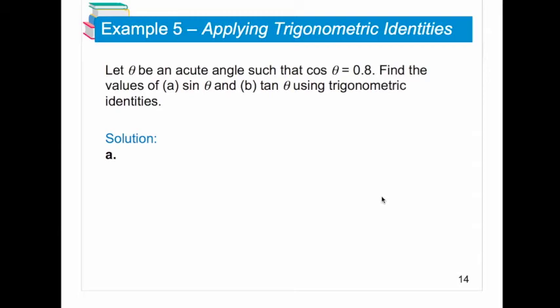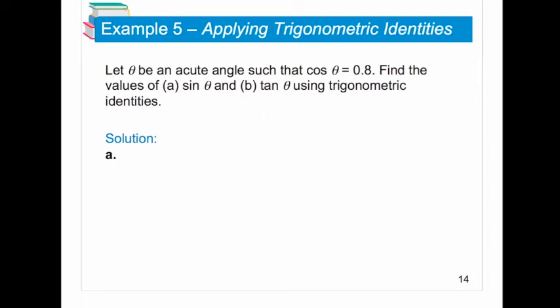Now we want to try and apply these trigonometric identities. Let's see what they look like when they're actually being used, and hopefully if there are any misconceptions about them, we can solve them in this example. I have some theta value that has an acute angle, and the cosine of this particular acute theta value is 0.8. I want to figure out what the sine and the tangent are using these identities that I just talked about.